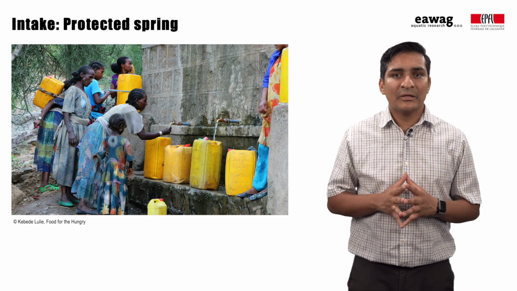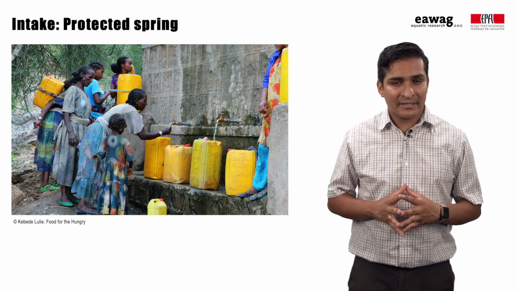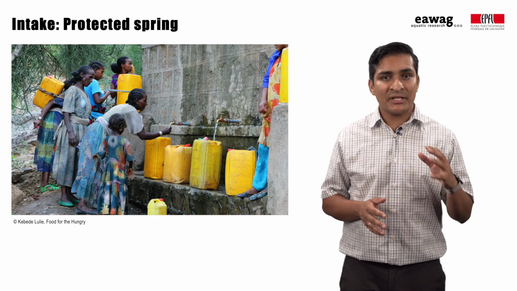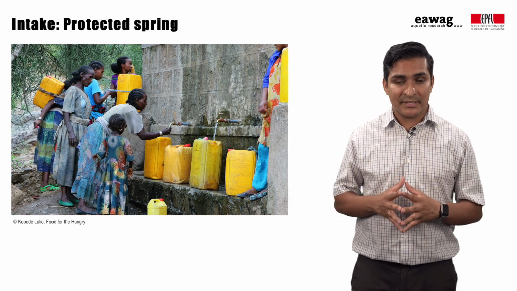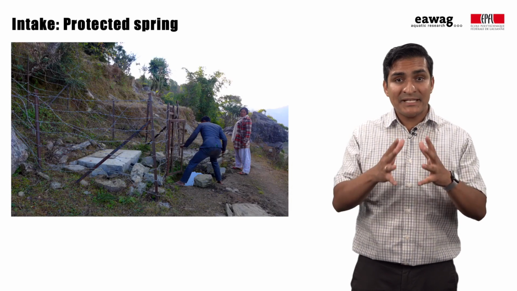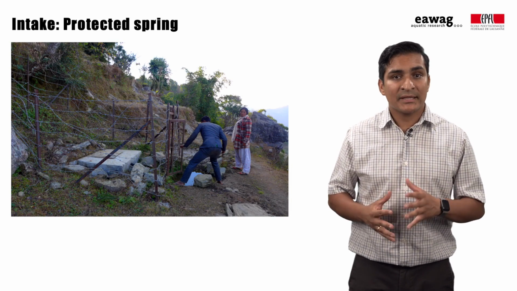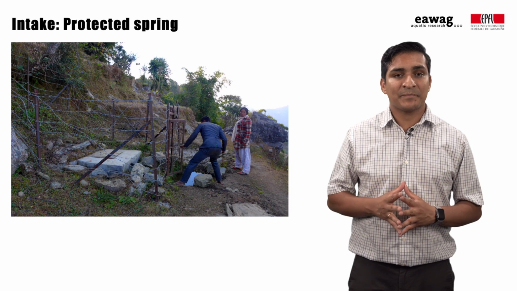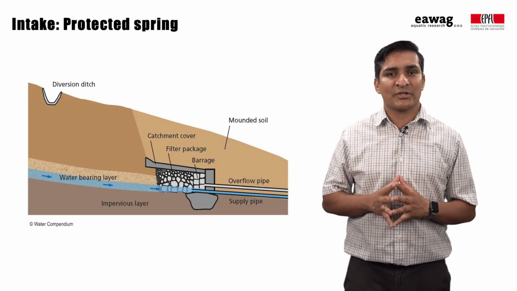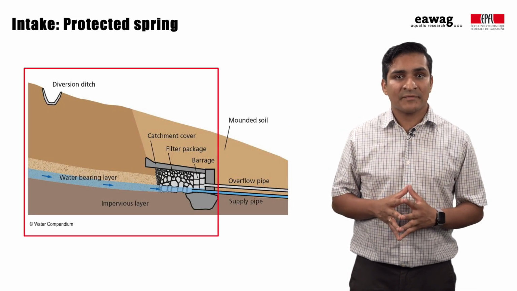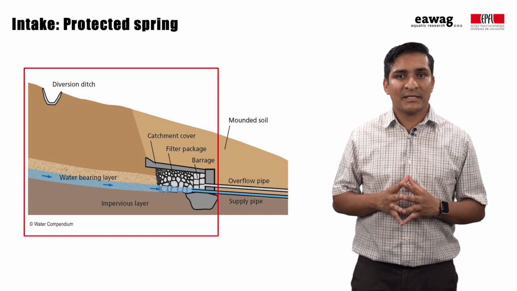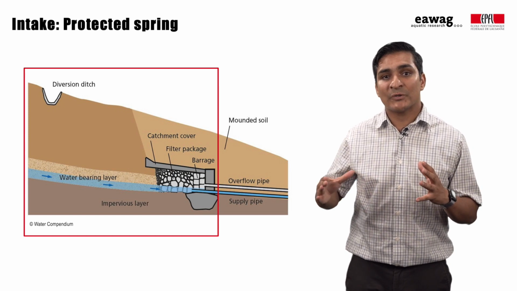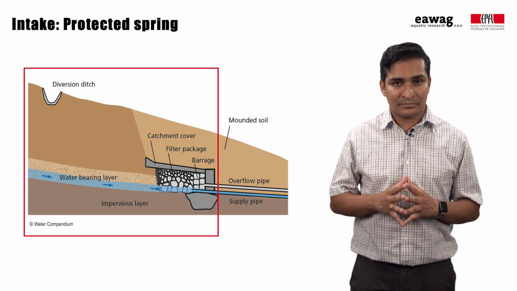Now, let's take a look at a protected spring intake, which facilitates the collection of spring water and also protects it from surrounding contaminants. Depending on the type of spring, the intake structure can vary. In this illustration, the spring intake consists of a concrete spring chamber with one permeable side to allow the spring water to enter by gravity flow.